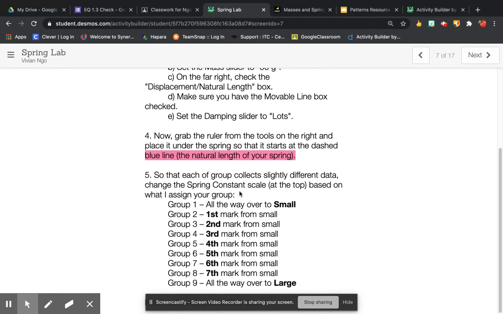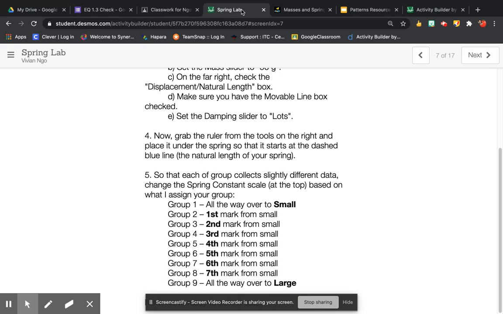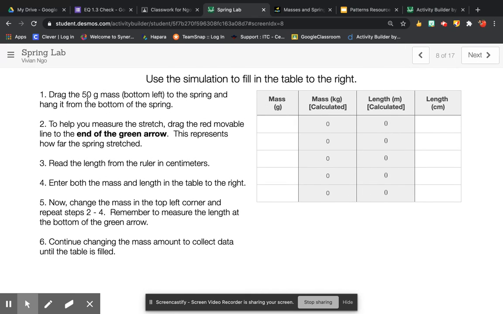So that each group collects different data. All right. So if you are at home, you can see that we have different groups. What this talks about is the spring constant. Here is our spring constant. And as you see, when you change it, it changes the thickness of the spring. So essentially, it changes how hard it is to pull the spring apart. If you're at home doing this and you don't have a group, go ahead and set it to, let's see, 1, 2, 3, 4, 5. Let's set it at the 5, which is essentially the middle. Okay, there's my spring constant, and then I can keep moving forward with my life.